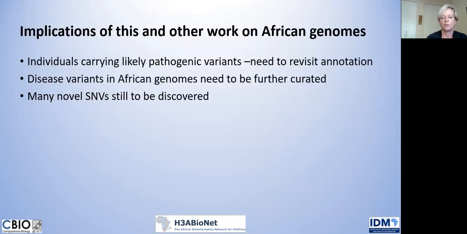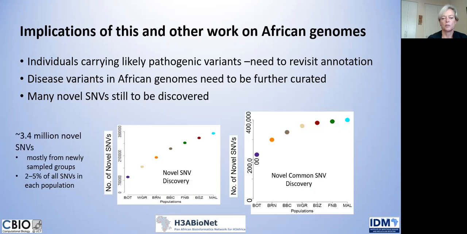So what is the implication of this and other work in African genomes? Well, what is demonstrated is that individuals carrying likely pathogenic variants are reasonably common in African populations. And so we need to revisit this annotation in databases like ClinVar. The disease variants in African genomes need to be further curated to improve our understanding of their distribution, because this is just a small study, but we need to look a bit wider across the continent. And there are many novel SNPs still to be discovered.